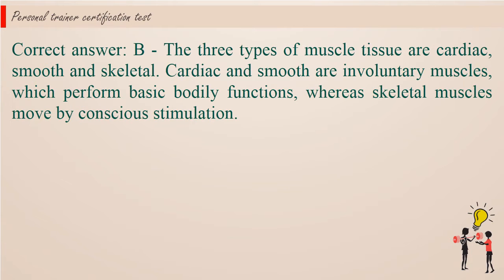Correct answer, B. The three types of muscle tissue are cardiac, smooth and skeletal. Cardiac and smooth are involuntary muscles, which perform basic bodily functions, whereas skeletal muscles move by conscious stimulation.